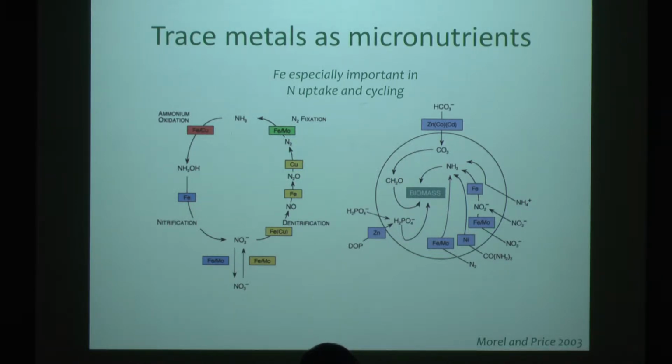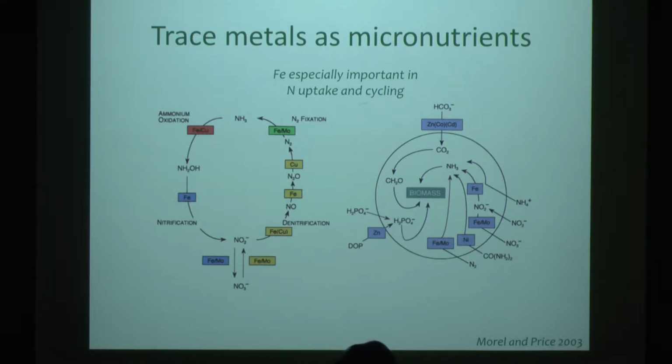In this nitrogen cycle, each of these colored boxes represents enzymes that are required for that nitrogen pathway, and the element noted in them is the metal that's required as a cofactor in that enzyme. So what you're seeing here is which elements are essential to this path in the nitrogen cycle. And what you see is iron is showing up a lot. So iron is really important in nitrogen cycling.